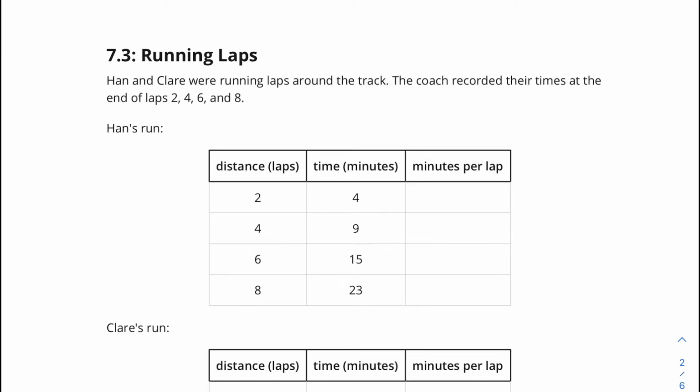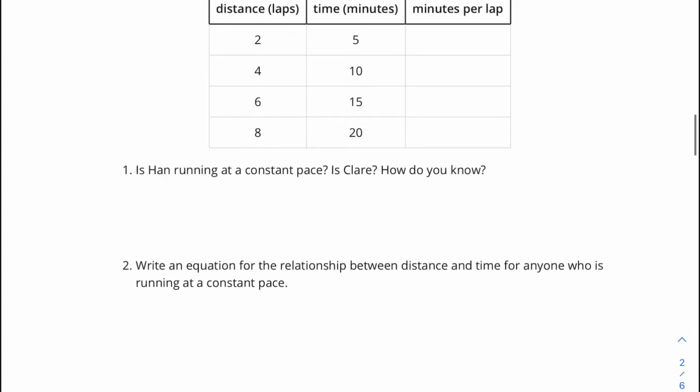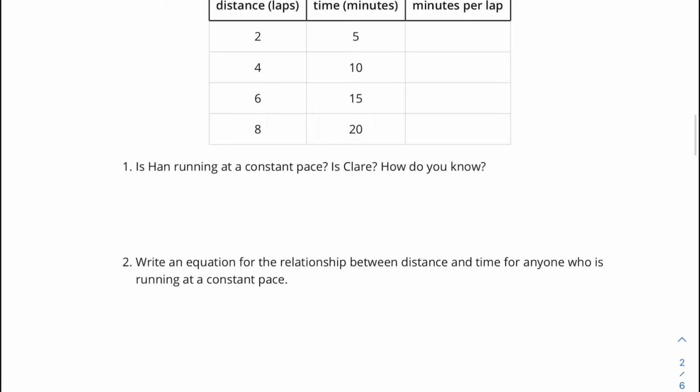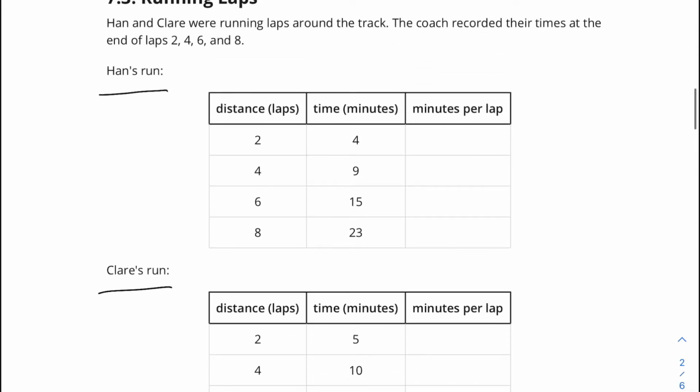7.3 Running laps. Han and Claire were running laps around the track. The coach recorded their times at the end of laps 2, 4, 6, and 8. We have Han's run here and Claire's run below. And we want to answer these two questions. Number 1, is Han running at a constant pace? Or is Claire, and how do you know? And 2, write an equation for the relationship between distance and time for anyone who is running at a constant pace. So we're going to complete these tables.